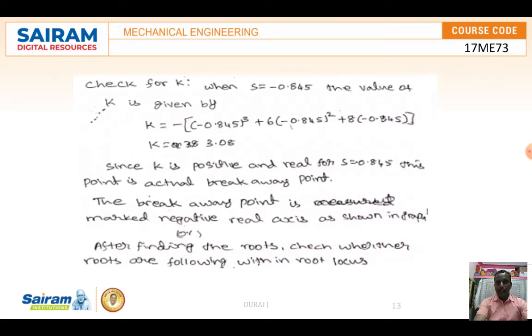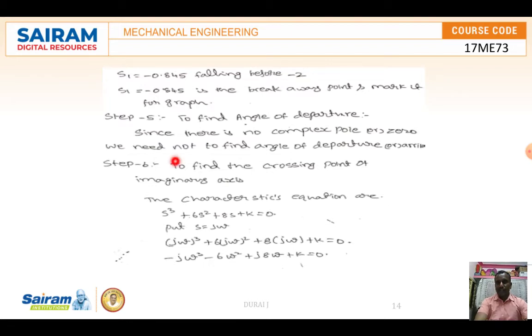Then here the breakaway point is marked on the negative real axis, as shown in the graph. After finding the roots, check whether the roots fall within the root locus or not. Then minus 0.845 falls before minus 2. So 0.845 is the breakaway point, and mark it on the graph.